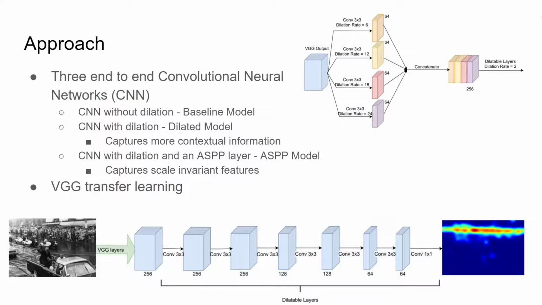The first model is a CNN without dilation, which we call the baseline model. The second model is a CNN with a dilation rate of 2, which captures more contextual information. We call this model the dilated model. The last model adapts the dilated model and adds in an atrous spatial pyramid pooling layer between the VGG output and the dilated layers. This model is called the ASPP model and should capture multi-scale features.